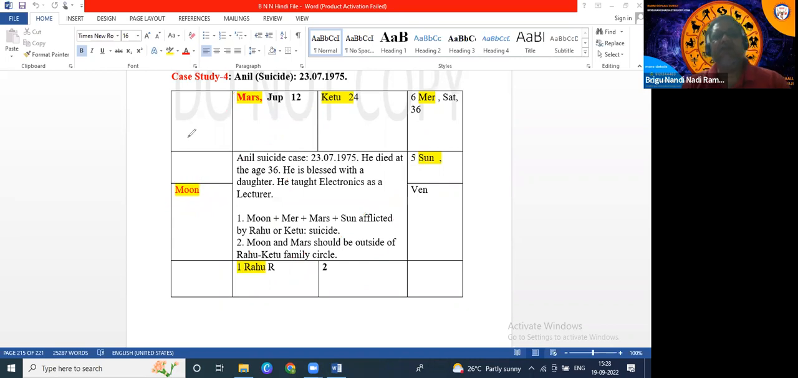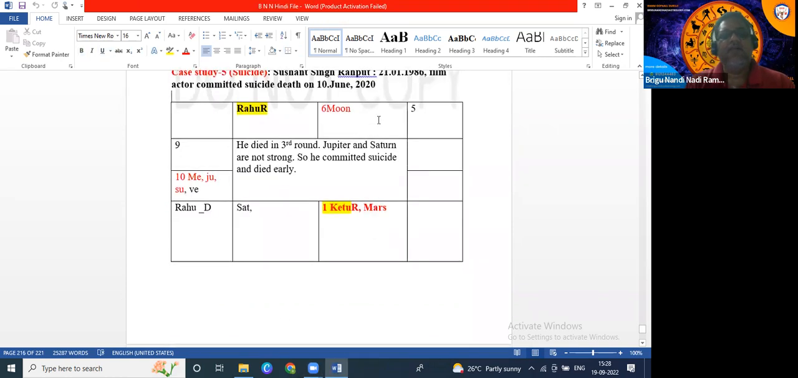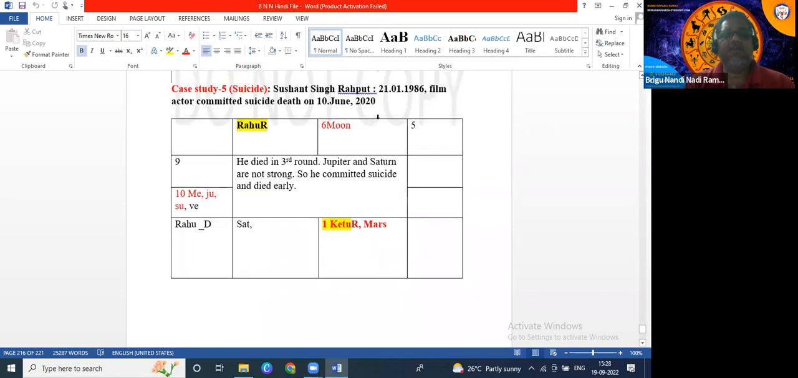And let's see one more example. This is Sushant Rajput. So you see here, out of the Rahu Ketu family circle, Mars is outside and Moon is outside. So definitely we can say there is a possibility of committing suicide.